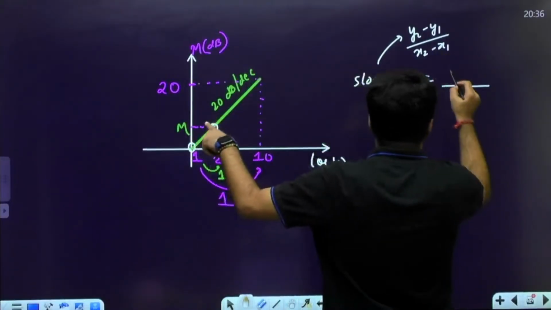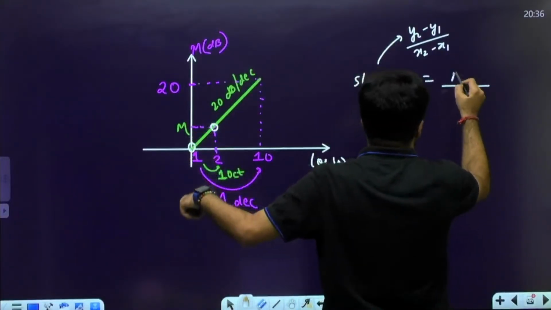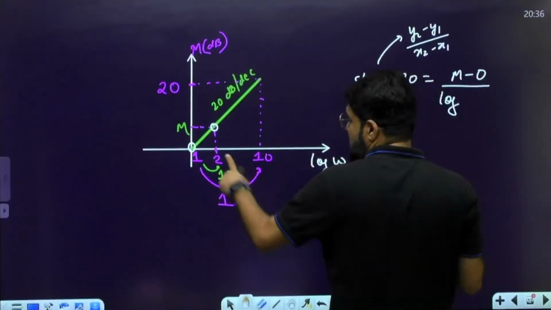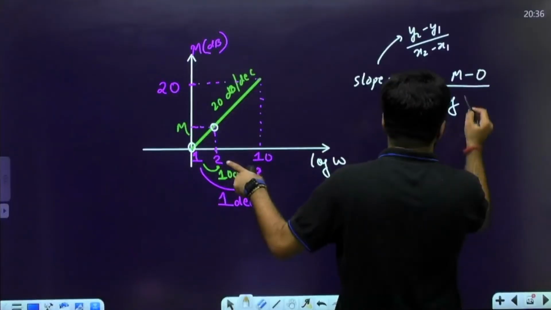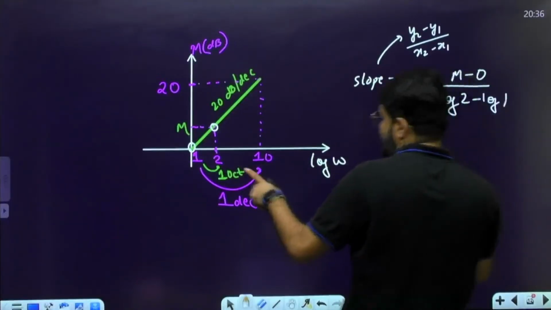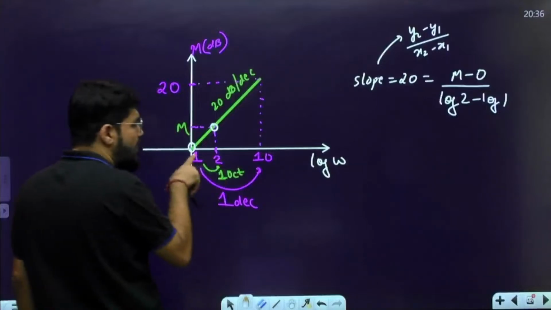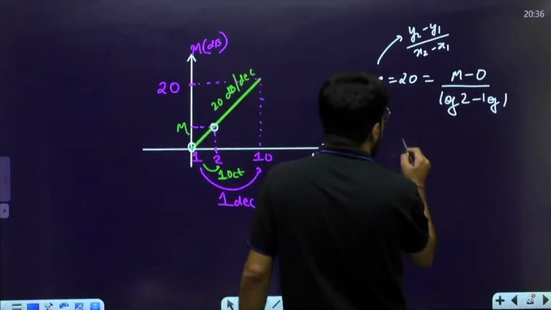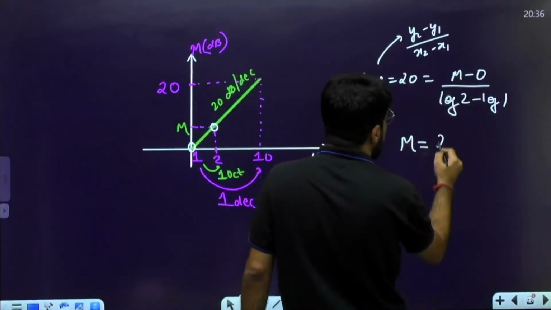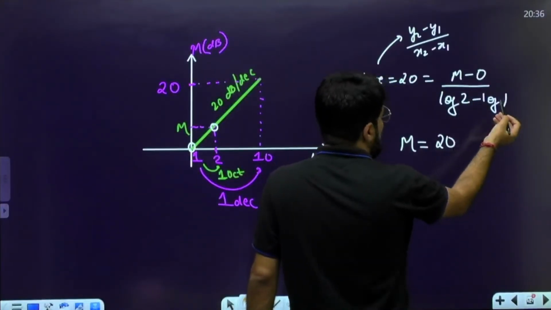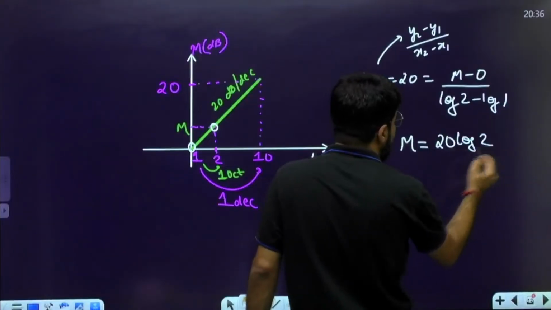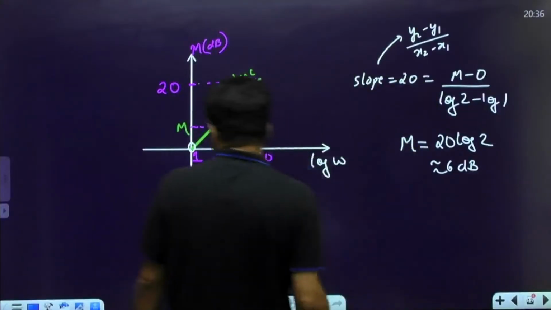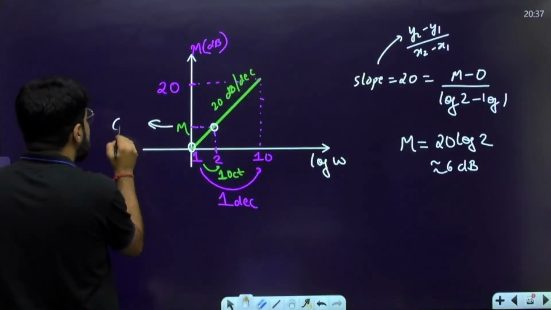So what is the change y2 minus y1? What is the change in magnitude? M minus 0. And what is the change in the frequency, in terms of log omega? That is log 2 minus log 1. This is the x-axis, which is log omega. So x2 minus x1 means log 2 minus log 1, clear? From here I can calculate the magnitude: 20 into log 2 minus log 1. What is log 1? It is always 0. So 20 log 2, and this is approximately 6 dB. That means this magnitude is 6 dB.